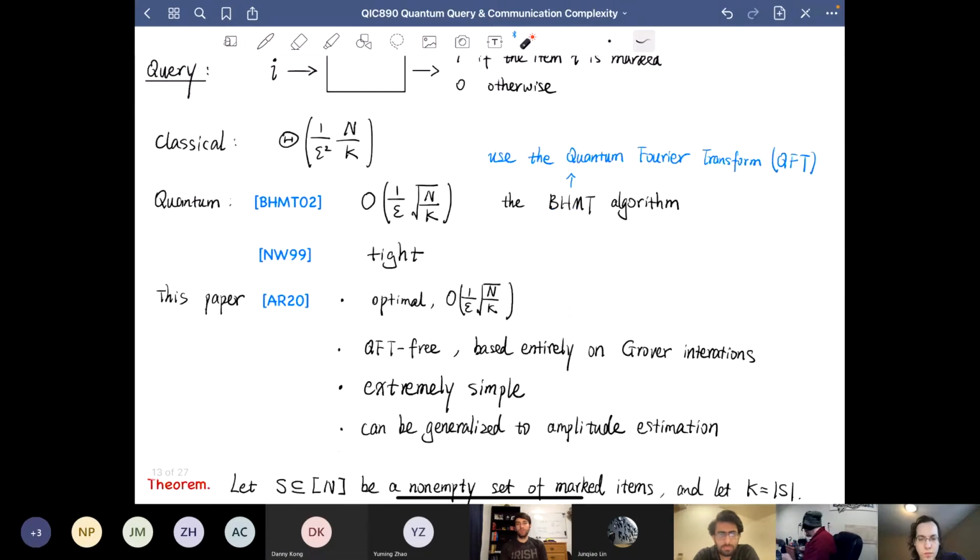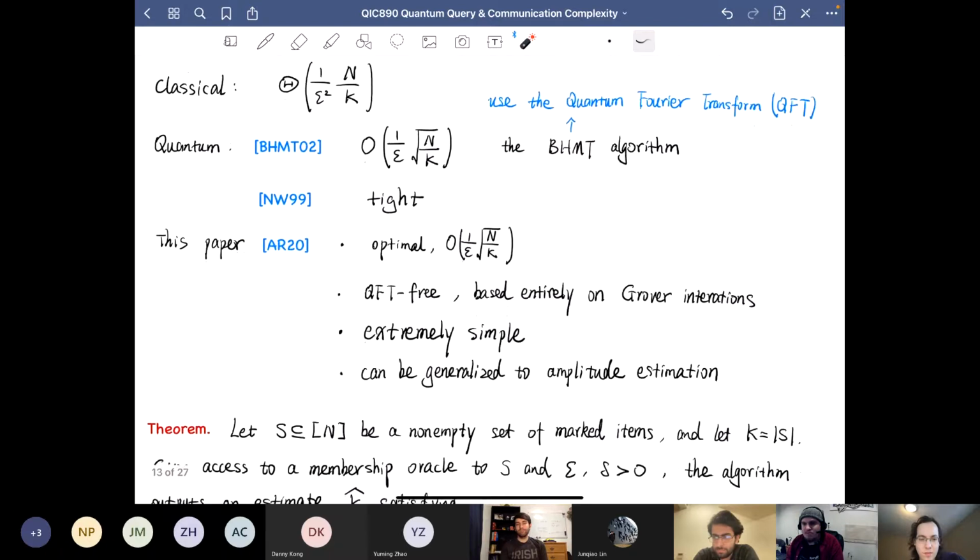And as we all know, well, actually, I don't know, but I will pretend I know, the quantum Fourier transform is very expensive in a real-world implementation of quantum computing. So in this paper, which I will refer to as AR20, the algorithm is QFT-free. It is based entirely on Grover's iterations. And it is, of course, optimal. It still provides a quadratic speedup over the best possible classical algorithm.